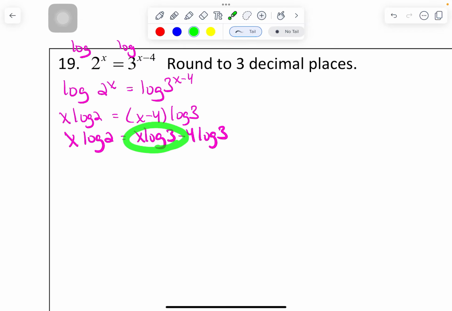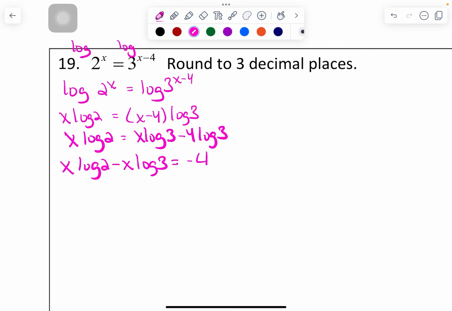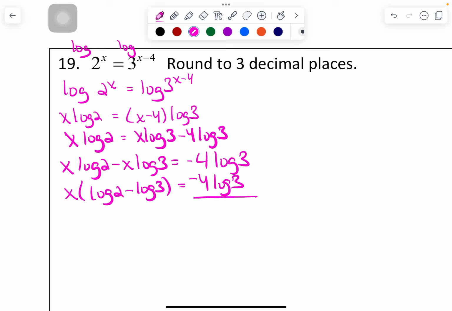So this term has an x in it, that term has an x in it. I want them both on the same side. So x log 2 minus x log 3 equals negative 4 log 3. I'm going to factor out an x. So log 2 minus log 3 equals negative 4 log 3. And I'm going to divide both sides by log 2 minus log 3. That will get x by itself.